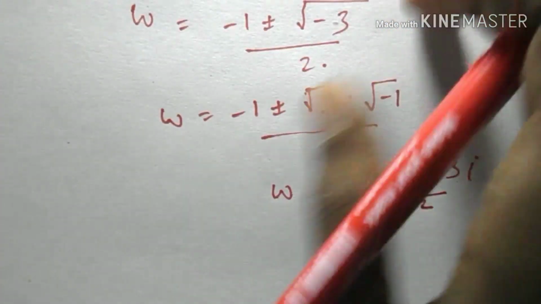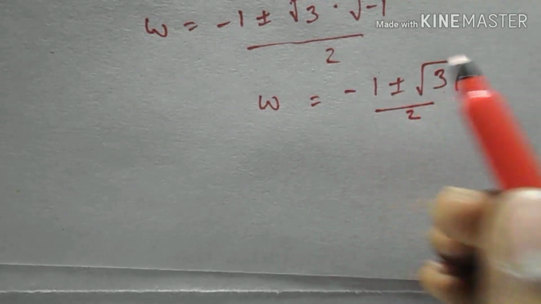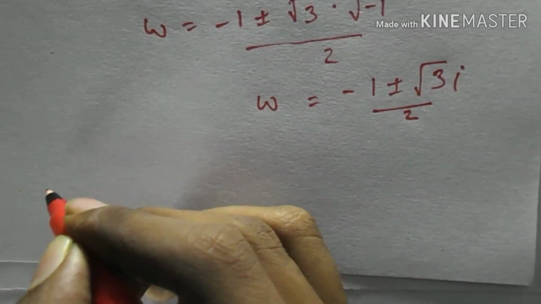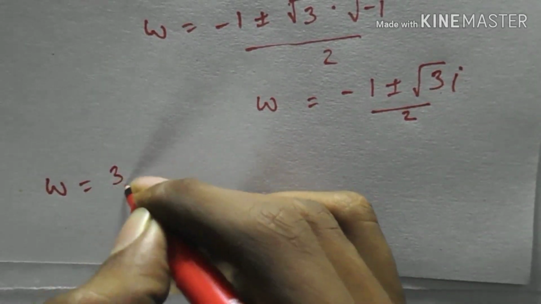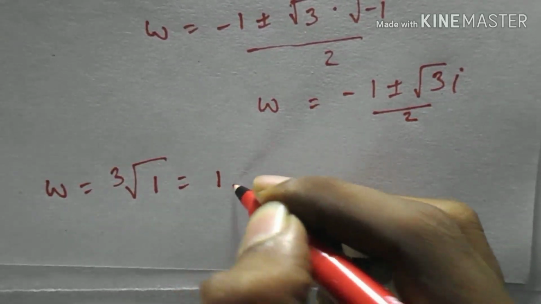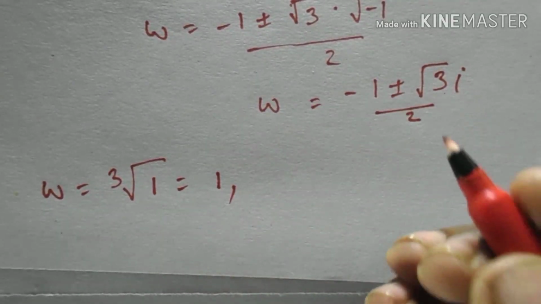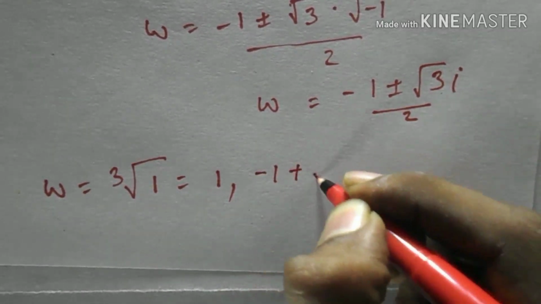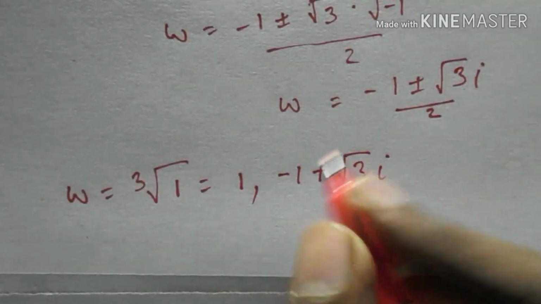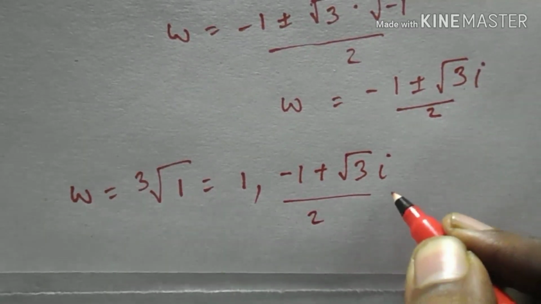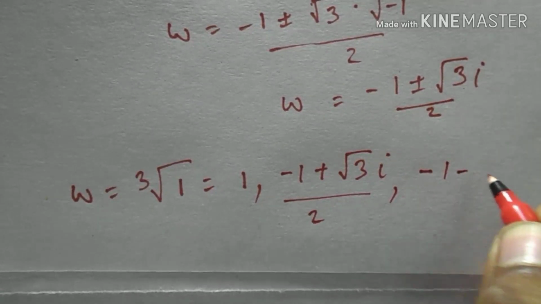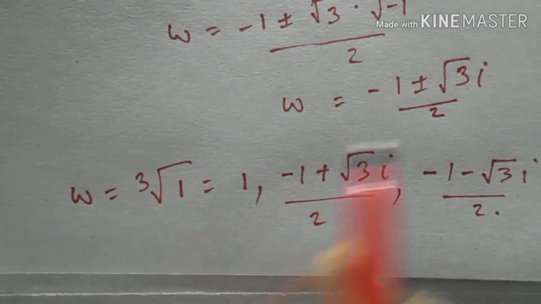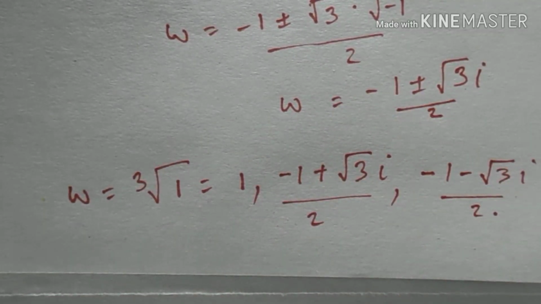Since this is plus minus, it can take both the values. So we say that the cube root of 1 equals to 1, that's the real answer, but we also have two imaginary answers, that is minus 1 plus square root of 3i divided by 2, and minus 1 minus square root of 3i divided by 2. So these are the three cube roots of 1.